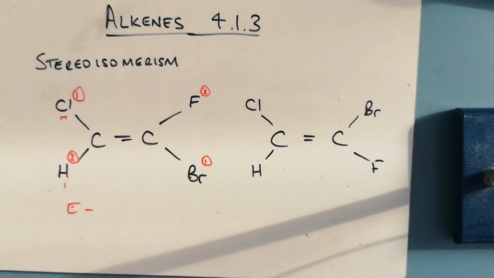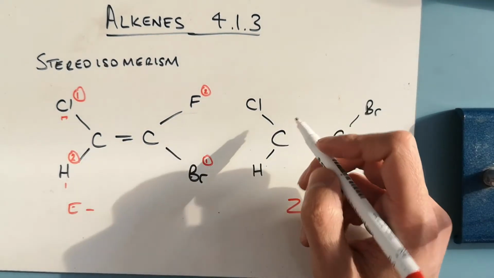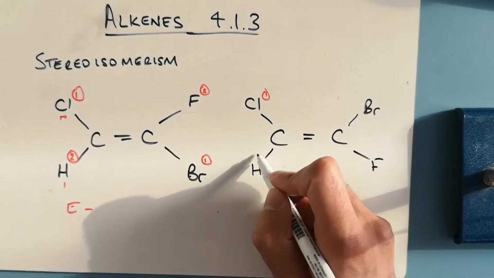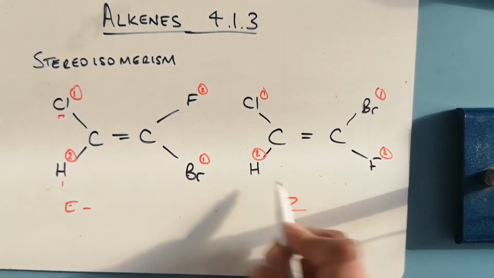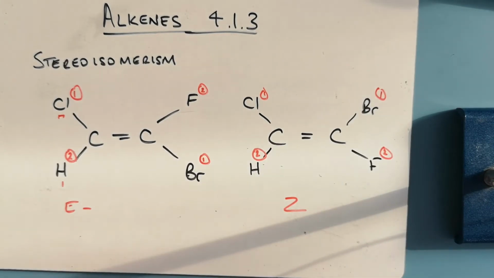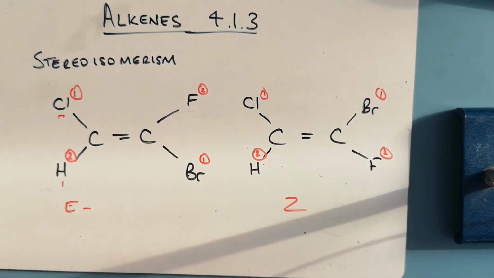1-bromo, 1-fluoro, 2-chloroethene, by the looks of it. And that makes this Z. And we can show this out here. This would be 1 priority, 1 priority, 2 priority. We see the two 1s are on the same side here, and the two 2s are on the same side. So this will be the Z version of this particular molecule. Not cis and trans, because they're all different.